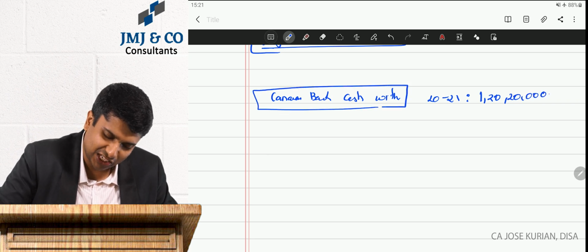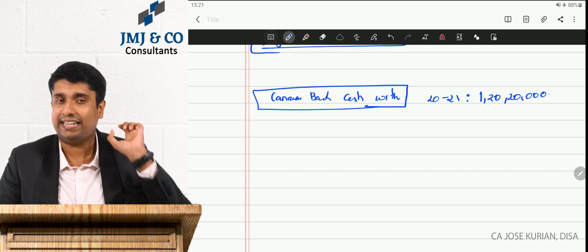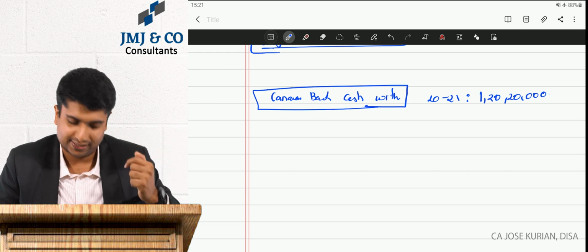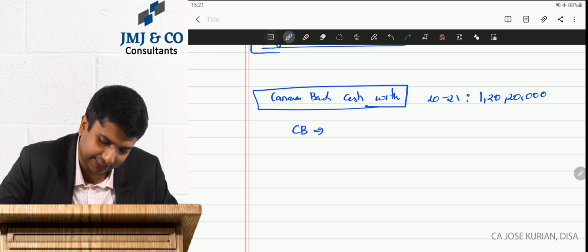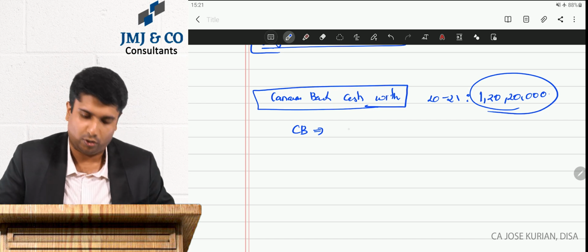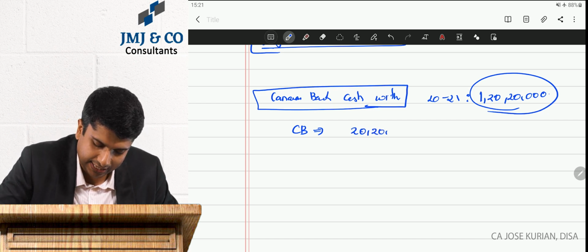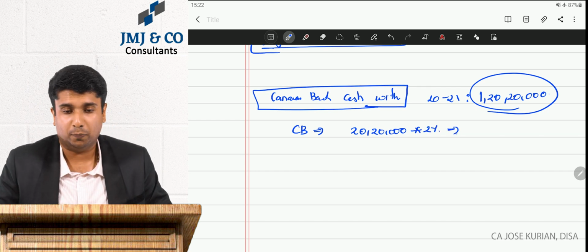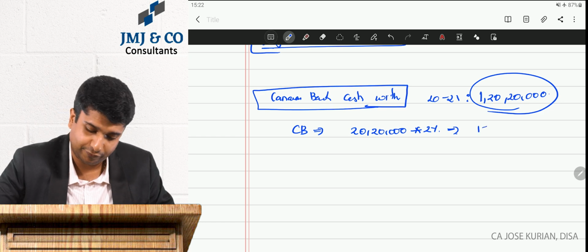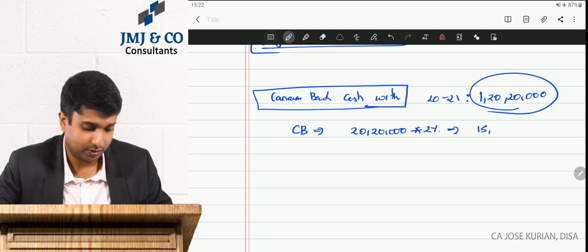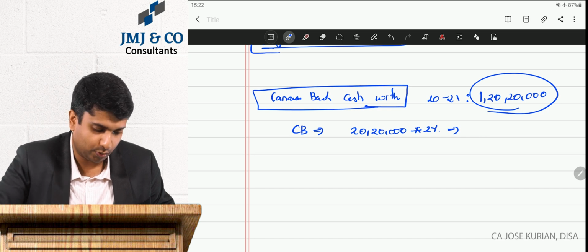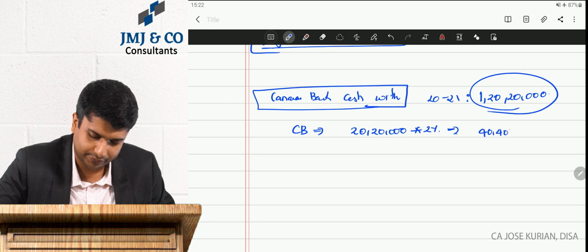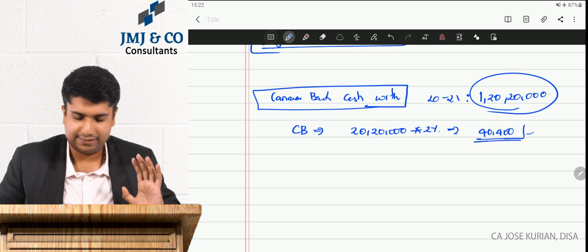So if cash withdrawal from one bank exceeds 1 crore, then from that cash withdrawal alone you need to deduct tax. So here the Canara Bank is supposed to deduct tax on the excess of 1 crore. The excess of 1 crore is 20 lakh 20,000 and the rate would be 2%. And what is 2% on 20 lakh 20,000? Let's compute it. 20 lakh 20,000 into 2% would be 40,400. 40,400 would be the TDS amount.